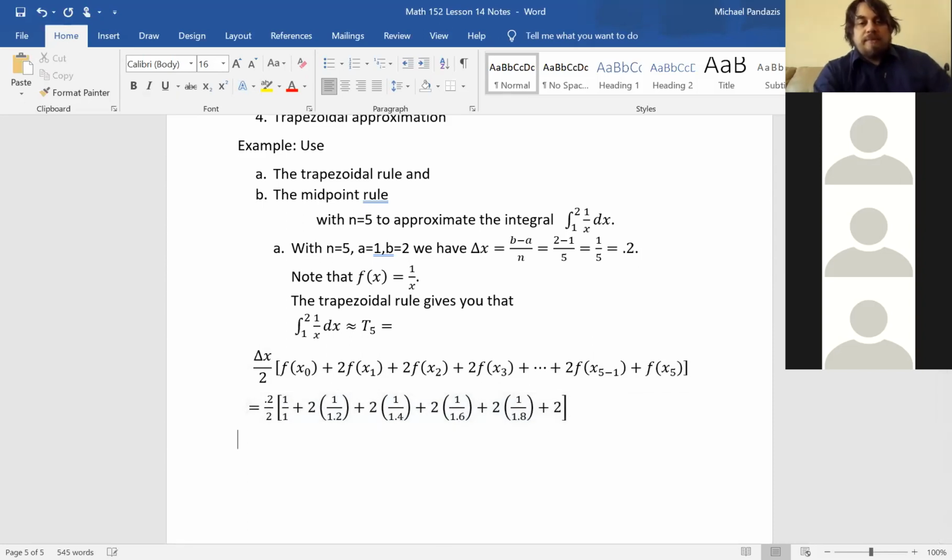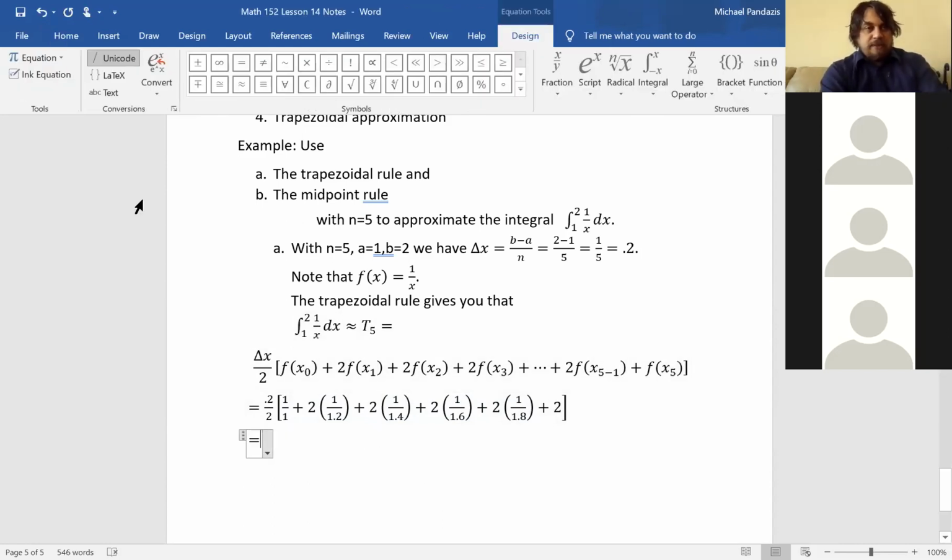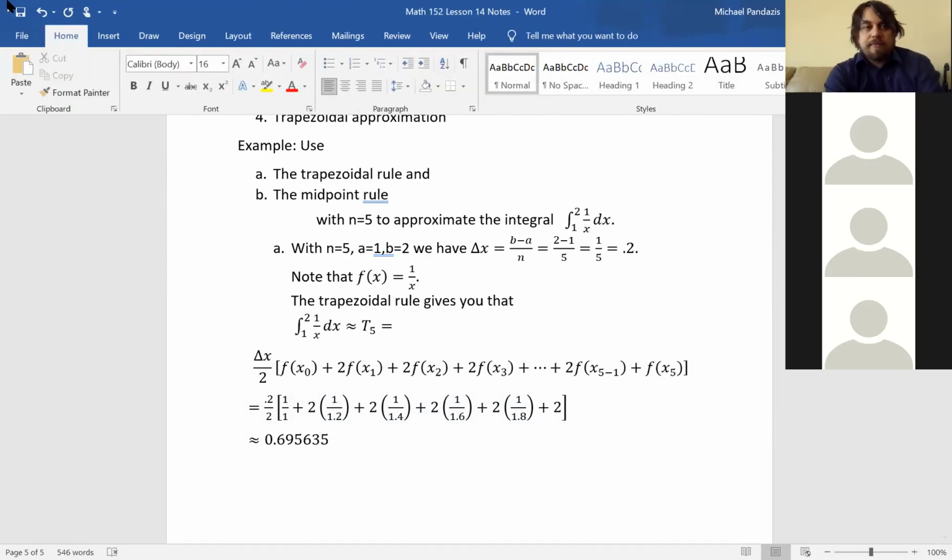And so now that value is the approximate estimation we're making of this depth integral. And so when you do 0.2 over 2, which is 0.1, and you add all that, you get that this is approximately 0.695635. Okay, and so we now have approximated the depth integral using the trapezoidal rule with n equals 5. That's part A. Okay, any questions about part A?